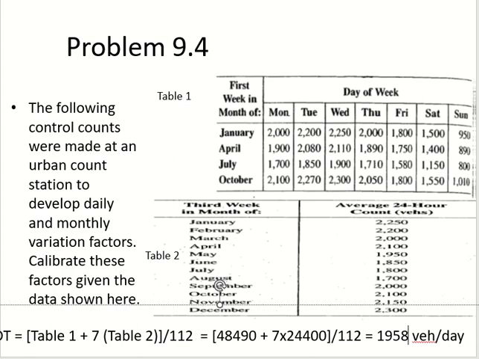Okay, then I need total traffic of the entire year. I will add all the values from the first table, and then I will take the values from the second table, multiply by 7 and add them with table 1, because each value is for an average of a week. So multiply by 7 because of that week, and then you do the total, and the answer, ADT, is 1958. Any problem up till now? Is it clear? Okay.